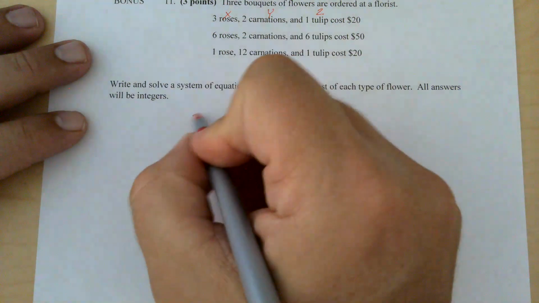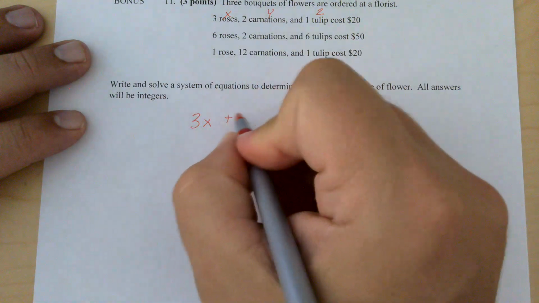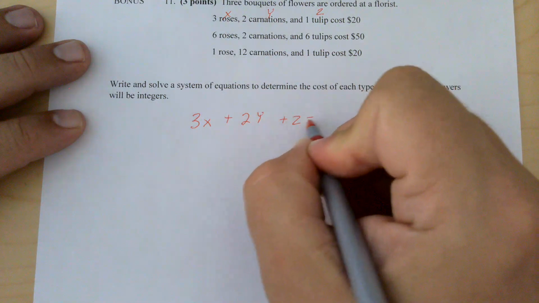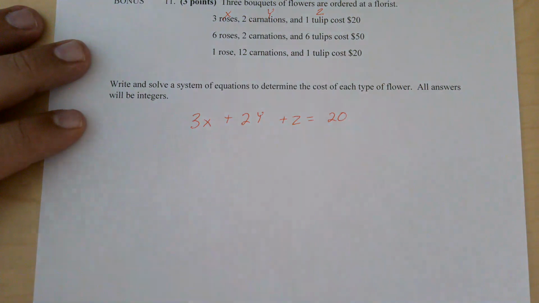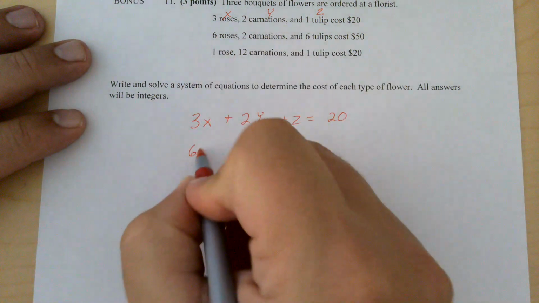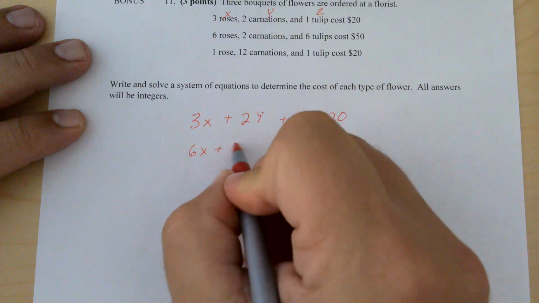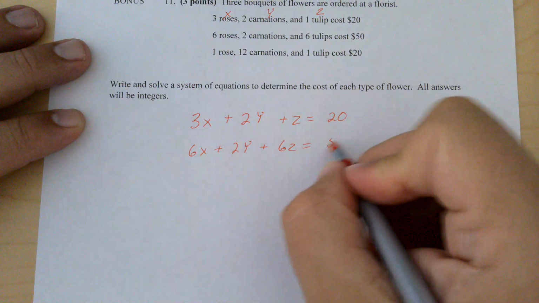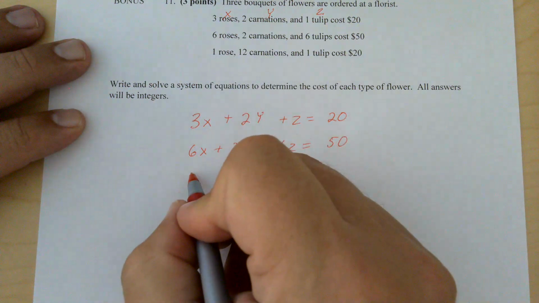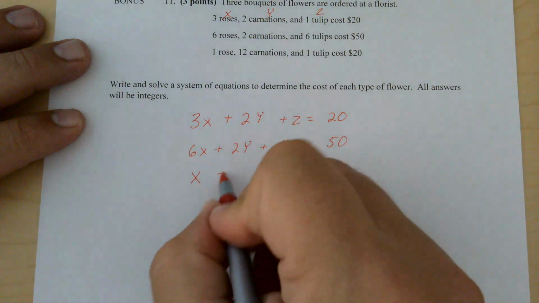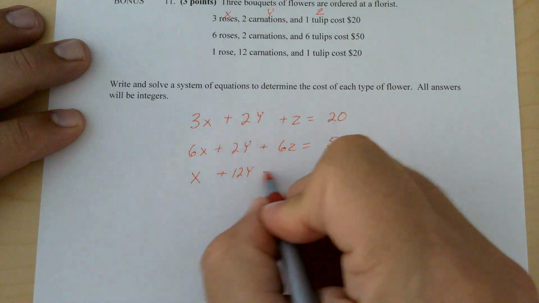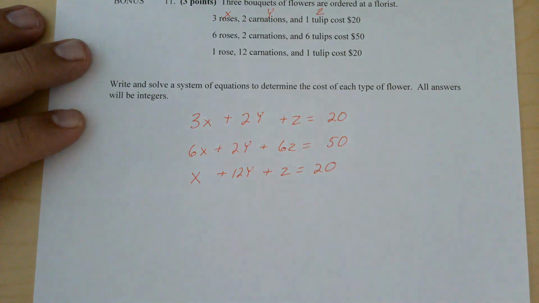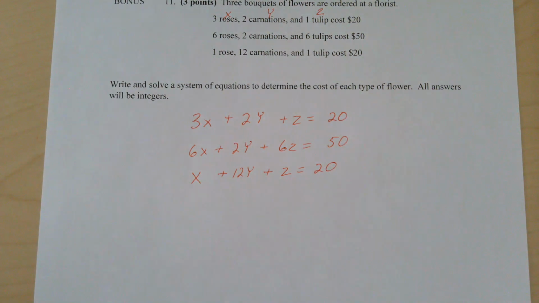Okay, so we can buy 3 roses, 2 carnations, and 1 tulip for $20. The second condition, we could buy 6 roses, 2 carnations, and 6 tulips for $50. And then finally, 1 rose, 12 carnations, and 1 tulip for $20. Okay, there's my system.